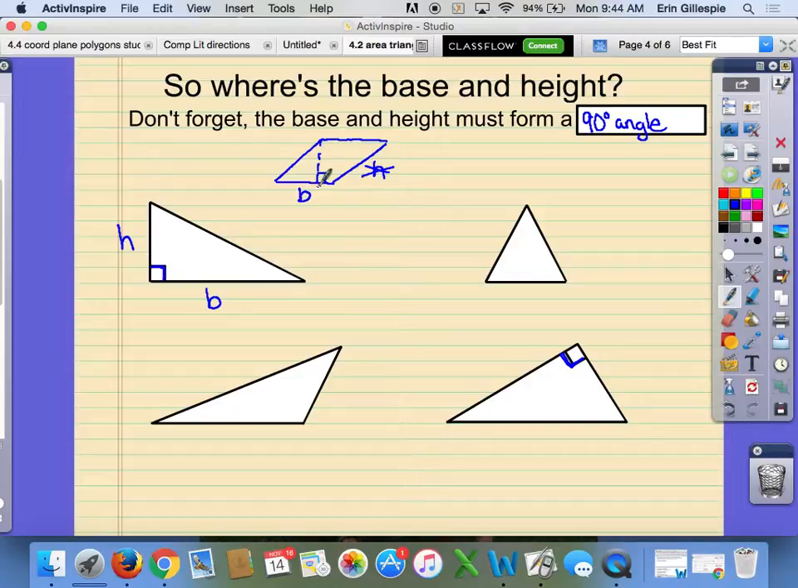So take a minute and pause and see if you can label base and height on these triangles by yourself, and then when you're done, unpause and see if you've gotten it correct. Okay, let's look at these.